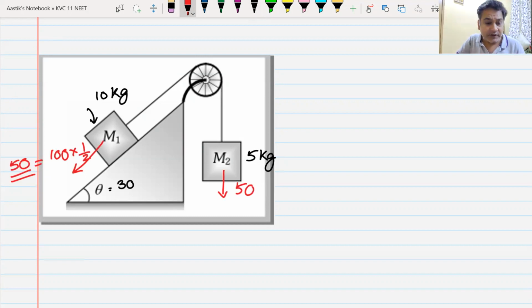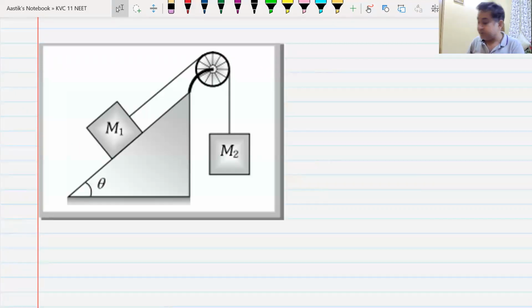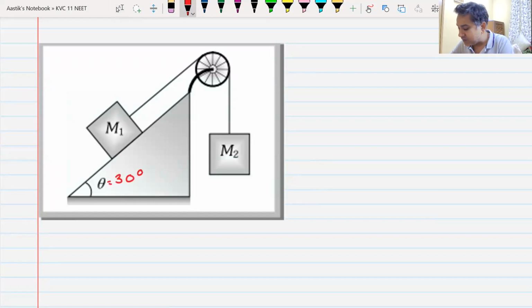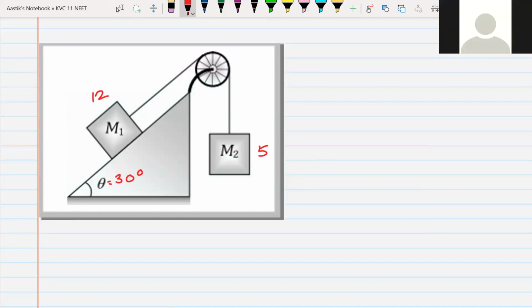Let's see who gives me the answer for this one. Let us take the angle as 30 degrees only, because this is the angle that is going to come. Let us take this as 5 kg and let us take this as 12 kg. I'll wait for your answer. I'll give you 2 minutes.